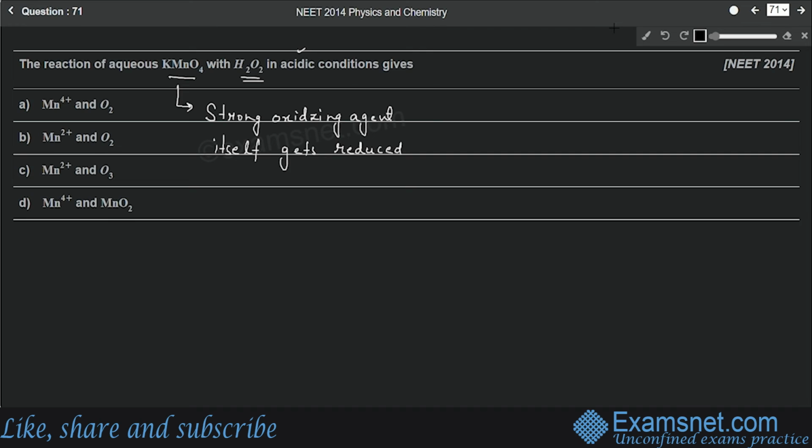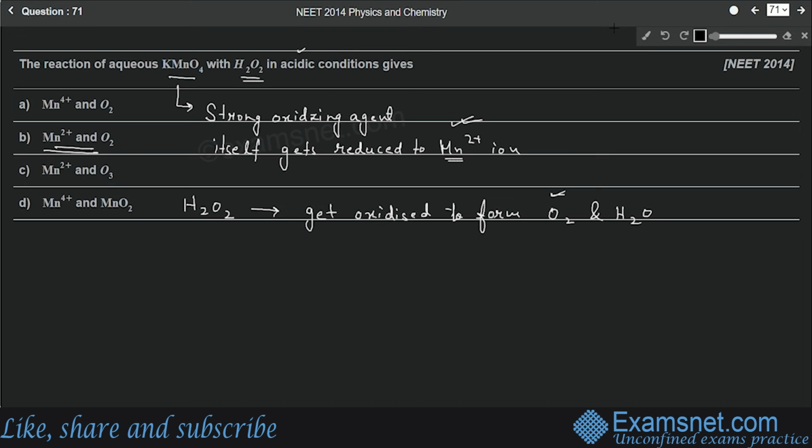So when it reacts with H2O2, that is hydrogen peroxide, it gets reduced to Mn2+ ion. And definitely, since potassium permanganate is oxidizing in character, it will oxidize the hydrogen peroxide, so it gets oxidized to form oxygen and water. Therefore, what will be the resulting products? Mn2+ ion and oxygen. That means option B should be the correct answer.